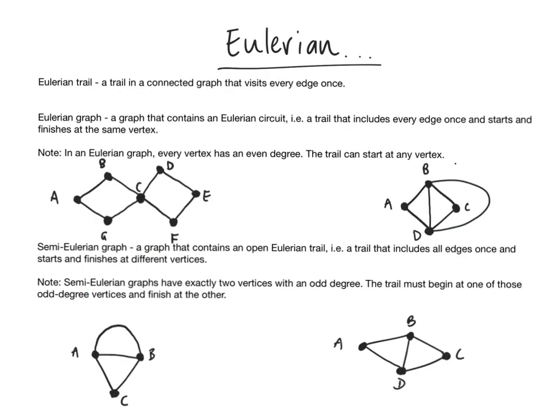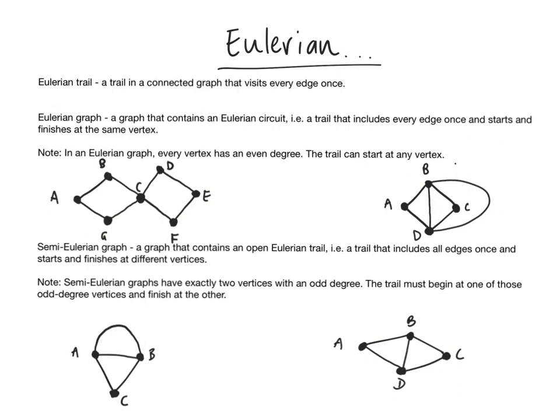Moving on to Eulerian trails, Eulerian graphs and semi-Eulerian graphs. Eulerian trails are trails in a connected graph that visit every edge once. An Eulerian graph is a graph that contains an Eulerian circuit, or in other words, a trail that includes every edge once and starts and finishes at the same vertex.